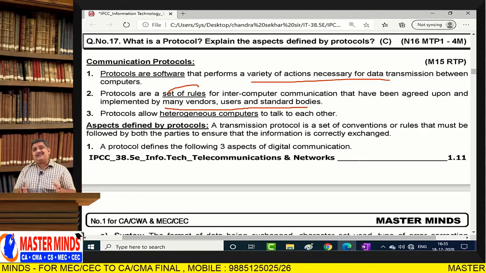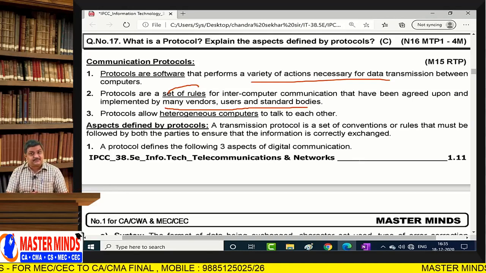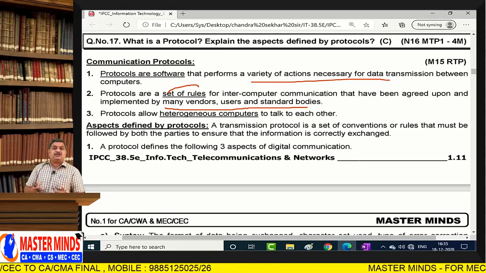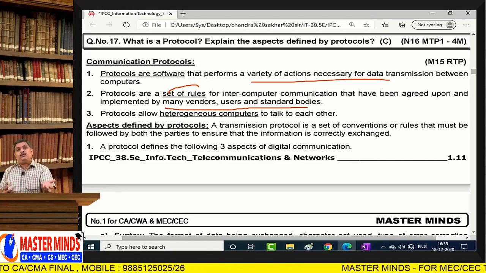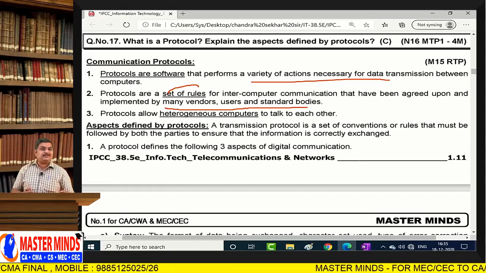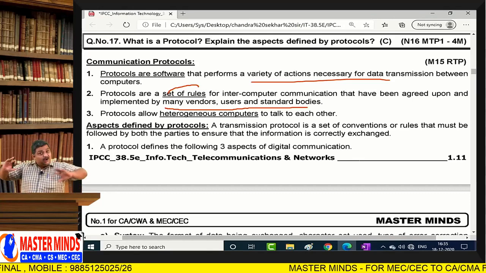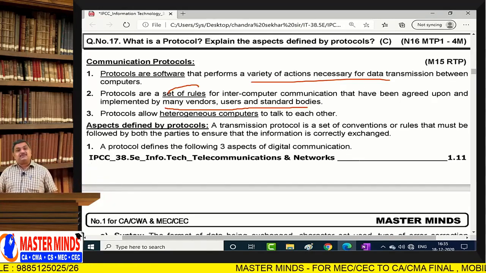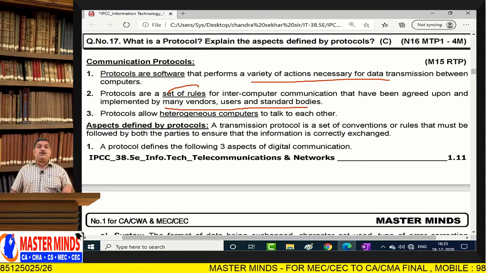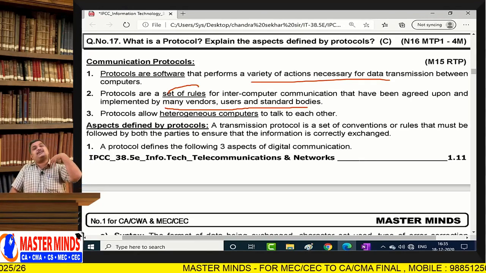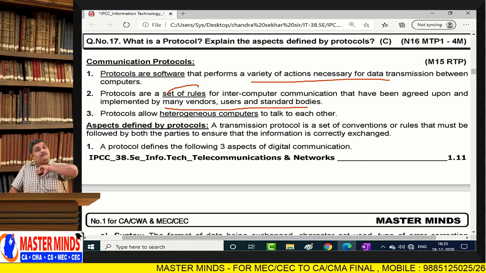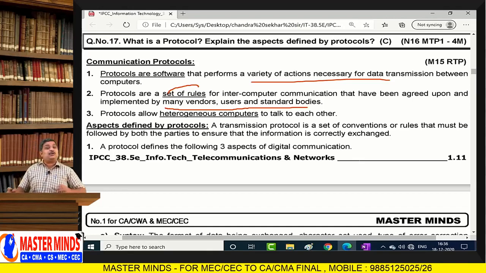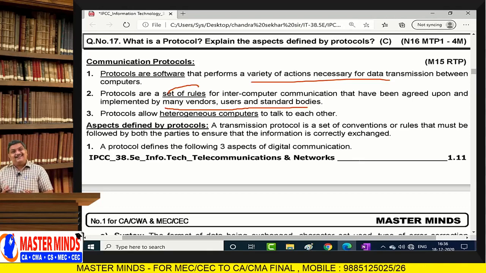Protocols allow heterogeneous computers to talk to each other. I may be using another computer or another operating system. I may be using an iPhone and sending you a message, where you may be using an Android phone and watching my message. Here the hardware devices are different. I am using an iPhone, you are using a Samsung phone. I am using a different OS, iOS, and you are using Android. But still the message is transmitted. How? Protocols.